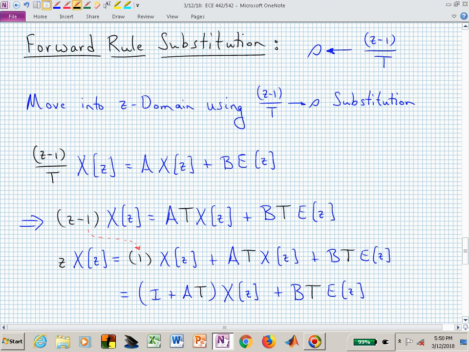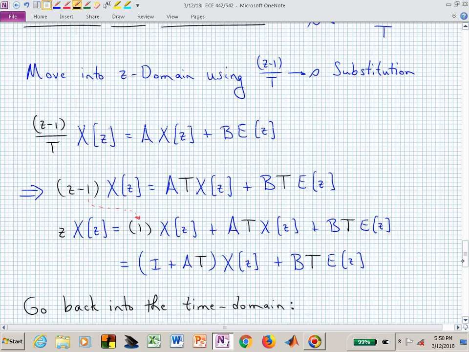That's all I've done in this next line, is simply combine those first two terms on the right-hand side of the equal sign so that I can now factor out a common x vector, capital X of z. I'm still in the frequency domain. I still have z's floating around. I want to go into the time domain. But what will z times capital X of z look like in the time domain?